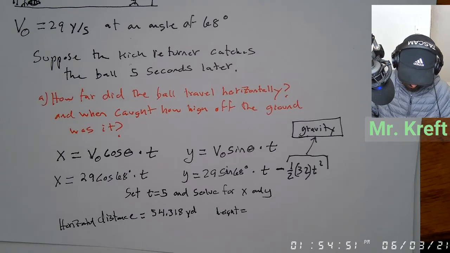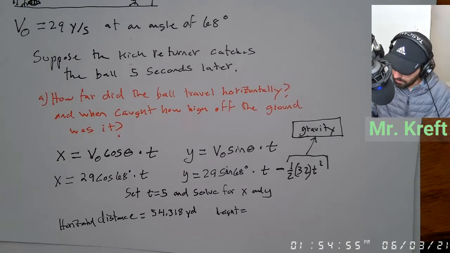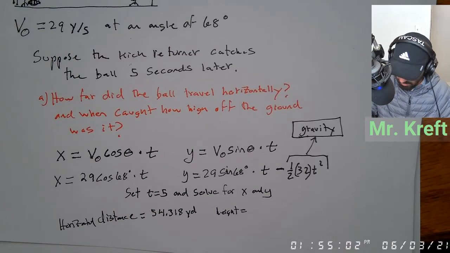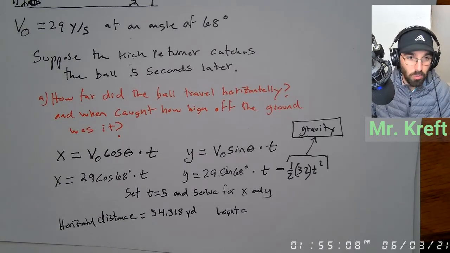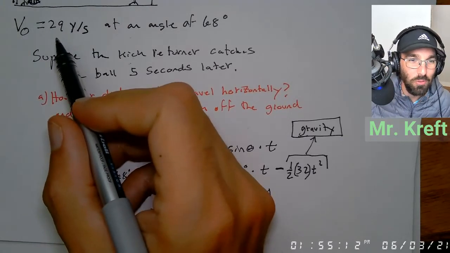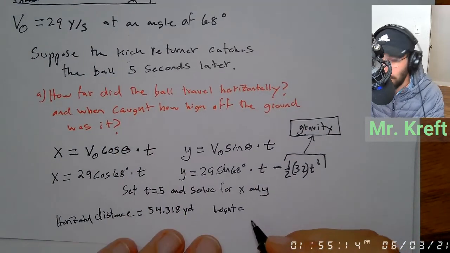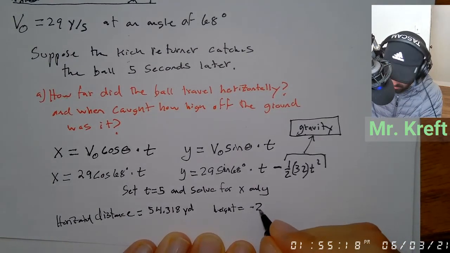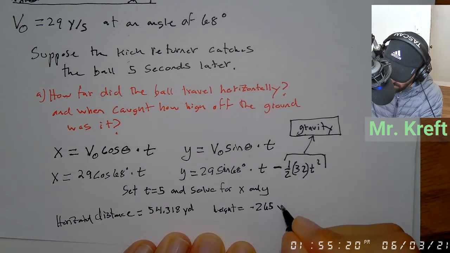So 5 times 29 sine of 68. Oh, that's why, because I'm using different numbers than the book. But this answer didn't make sense. 29 sine of 68 minus... Oh, that's what happened. I didn't pick a high enough initial velocity. Okay, I'm going to own up to that. So my answer is negative 265 yards.